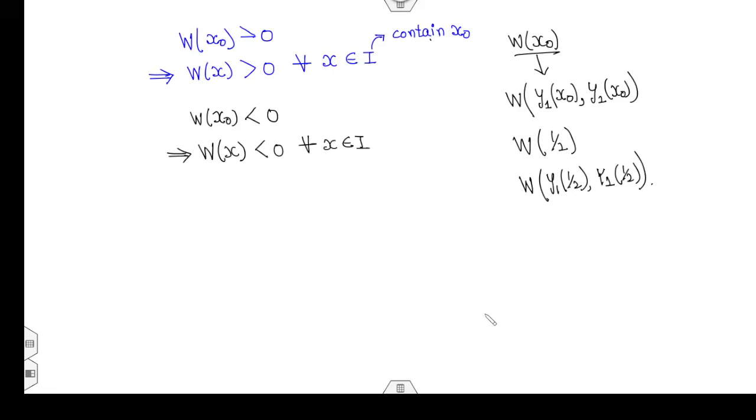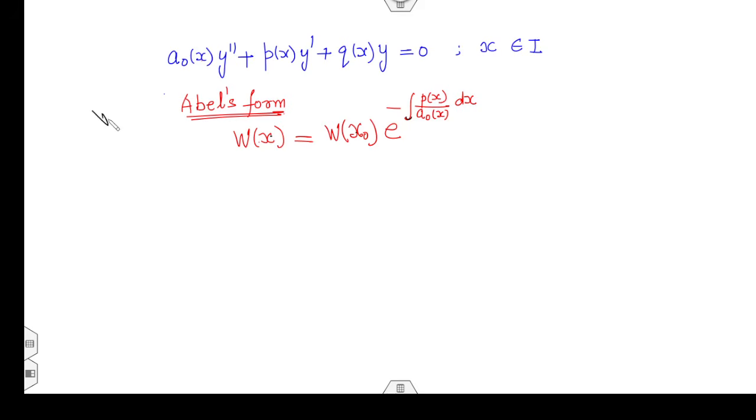Another important property is Abel's formula, and that is a very important property. Abel's formula says you can find the Wronskian at any point, which is equal to the Wronskian at the point x0, where x0 must be contained in I, times e raised to the power minus the integral of the coefficient of y dash divided by the coefficient of y double dash.